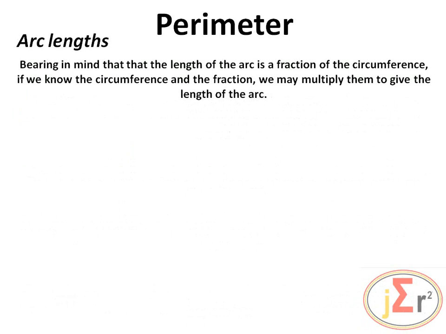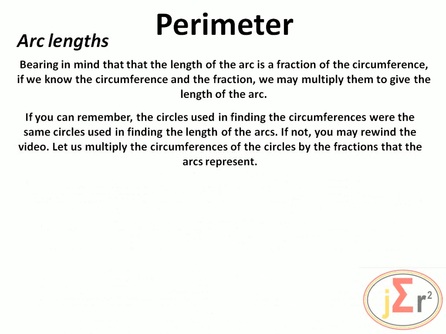Bearing in mind that the length of the arc is a fraction of the circumference, if we know the circumference and the fraction, we may multiply them to give the length of the arc. So, the arc is a fraction of the circumference. If we know the circumference and we know the fraction of the circumference that the arc represents, we may multiply. So if you can remember, the circles used in finding the circumferences were the same circles used in finding the length of the arcs. If you do not remember, you may rewind the video.